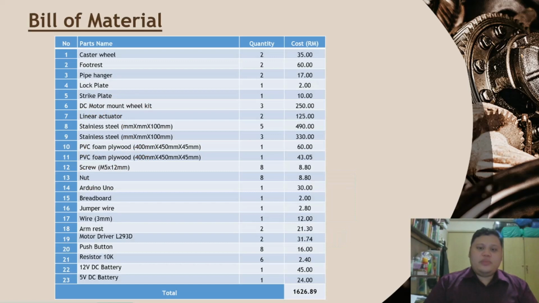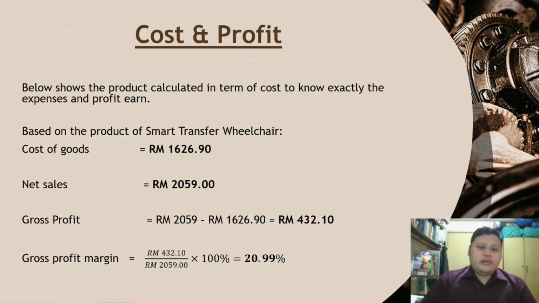First thing first is the bill of material, or we call it BOM. The BOM is the summary list of the materials and components to build one product. In our project, to build one product, it costs us 1,626 ringgit and 89 cents for one smart transfer wheelchair. Here is the cost and profit calculation. Based on the smart transfer wheelchair, the cost of goods from the BOM is 1,626 ringgit and 90 cents. We rounded off.